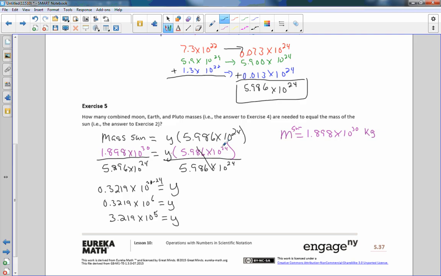Okay, so the answer to this is, it would take 3.219 times 10 to the 5th Moon, Earth, and Pluto masses to equal the Sun. This can also be simplified because 10 to the 5th just means 5 decimal places. So if I move this 1, 2, 3, 3, 2, 1, 9, now that's 3 decimal places. Here's 4, here's 5, and that is 321,900 Earth, Moons, and Plutos it would take to equal the Sun's mass. That is just amazing.